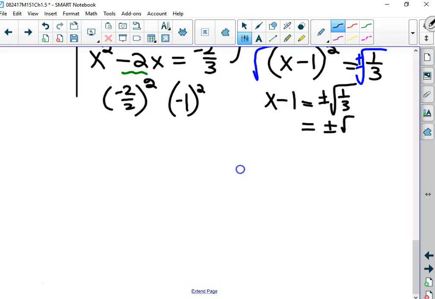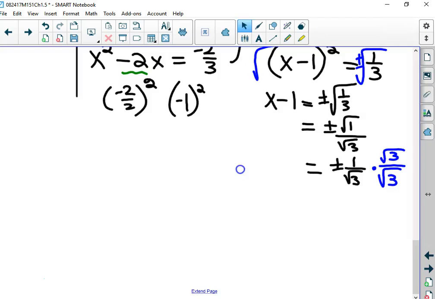So plus or minus square root of 1 over square root of 3. Square root of 1 is 1. So I get plus or minus 1 over square root of 3. Now remember, to rationalize the denominator, we're going to multiply the denominator by that one thing that'll get rid of that radical. Square root of 3 times square root of 3 is just 3. But we have to multiply by a version of 1. Otherwise, it'll throw everything out of balance.